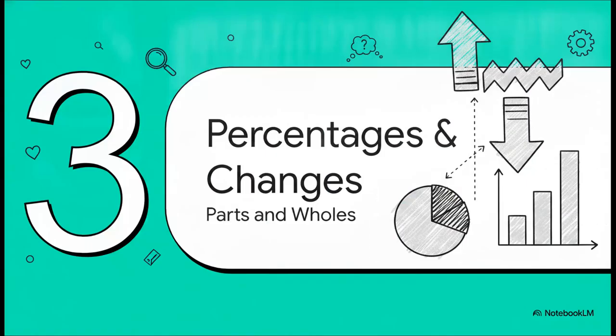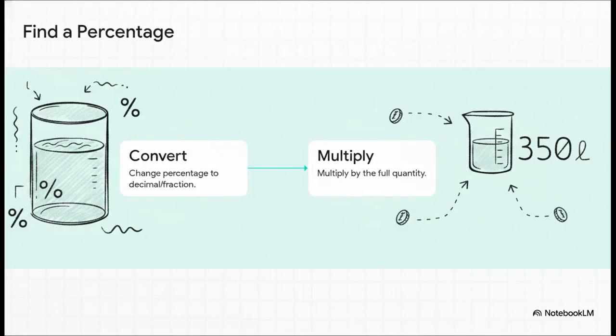All right, let's jump into Section 3, percentages and changing values, working with parts and wholes. Finding a percentage of a given quantity is actually incredibly straightforward. Just pause for a second and ask yourself, am I finding the percentage of the full amount? Say we've got a 500-liter water tank, but it's only filled to 70%. To figure out the actual volume of water, you simply convert that 70% to a decimal, which is 0.70, and then multiply it by the whole amount, 500. And there you go. That gives you 350 liters.